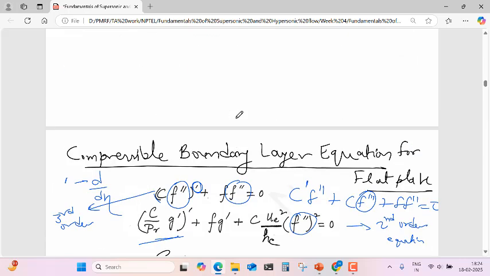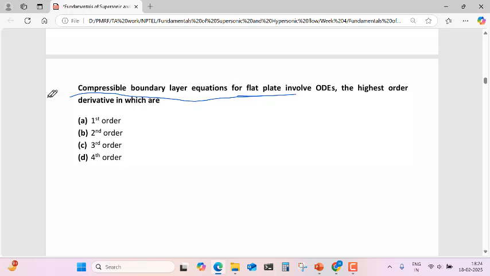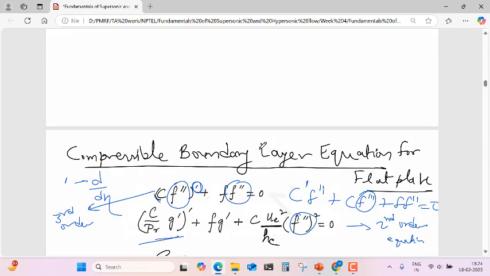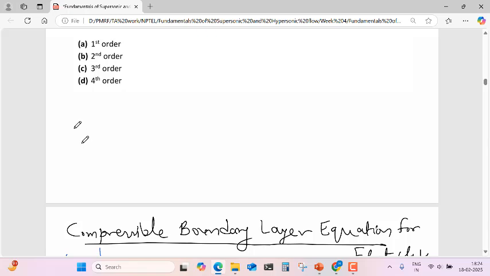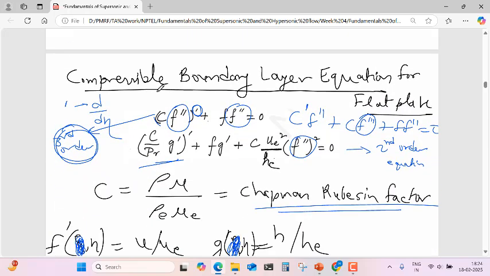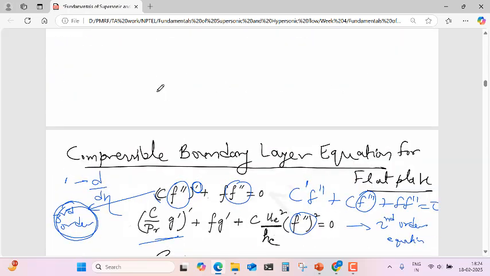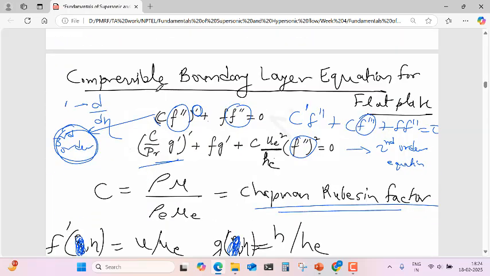So in the question, what was asked? The highest order derivative. What will be the highest order derivative? It will be the third order. So its answer will be third order. Any doubt in this question? No, sir.